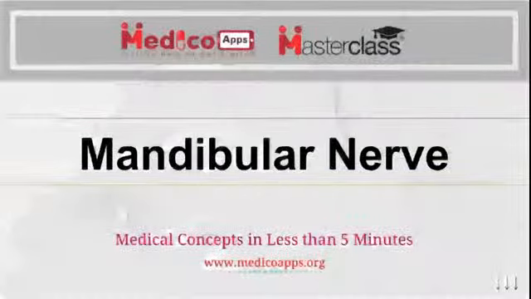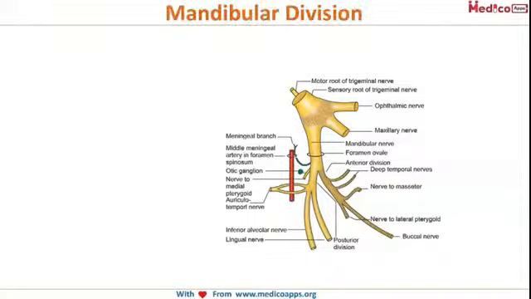Now today's masterclass we learn about the mandibular nerve. Okay, so the mandibular nerve is the third division of the trigeminal nerve, and it is a mixed nerve, and it is the largest division of all trigeminal divisions. Okay, now let's look at the course of the mandibular division.